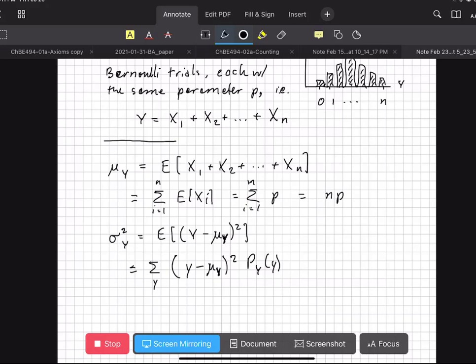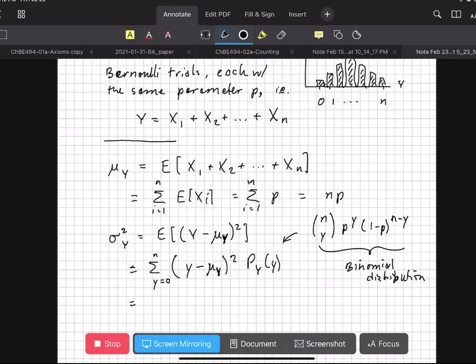Well, this one is just a sum, and in this case the sum goes from 0 up to n. The probability of y is a binomial distribution, and we derived this the other day in class. This is going to be n choose y times p to the y times 1 minus p to the power n minus y. That's our binomial distribution. This would be one way to go about doing this, and it would take a long time. We would really suffer as we went through this laborious procedure.